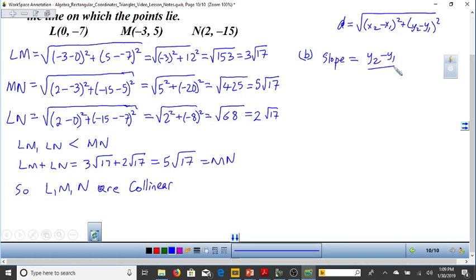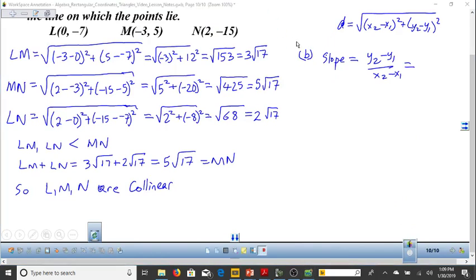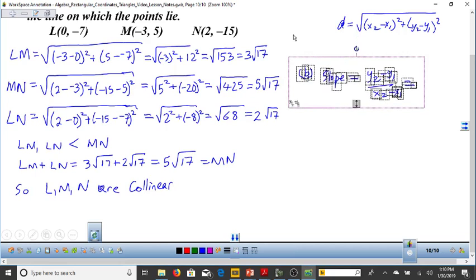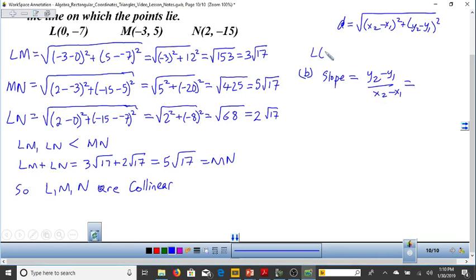And let's say we choose 2 points here. Let's choose L and M. So let me make a little space here. Using points L and M, we have L is 0, negative 7, and M is negative 3, 5. So we do 5 minus negative 7, y2 minus y1, over negative 3 minus 0. That gives me 12 over negative 3, which is negative 4.